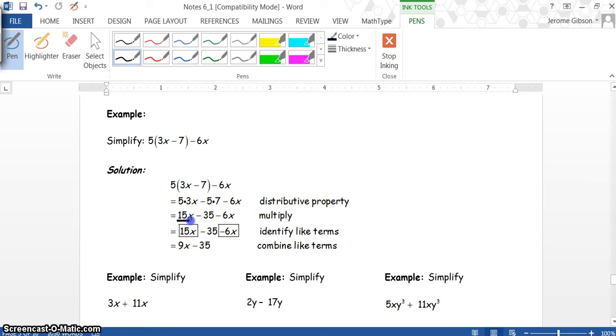Now we combine like terms. We have a positive 15x, and we look at the sign in front of the like term, which is a negative 6x. 15 minus 6 will give us 9. And then we'll bring down our minus 35. So that would be 9x minus 35.